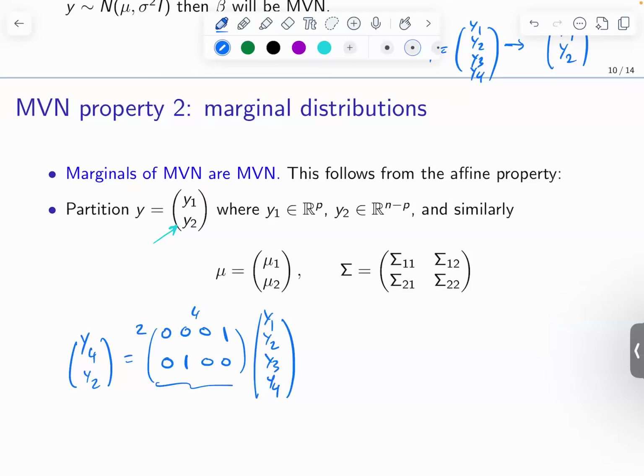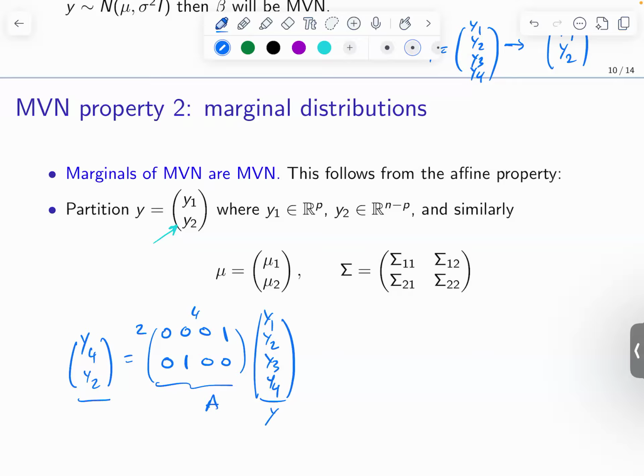So this is some A, and this is y. This is a linear transformation, and the previous results tell you that if y is multivariate normal, then this is going to be multivariate normal. So this is going to have a multivariate normal distribution. And you can easily figure out the mean and the covariance matrix.